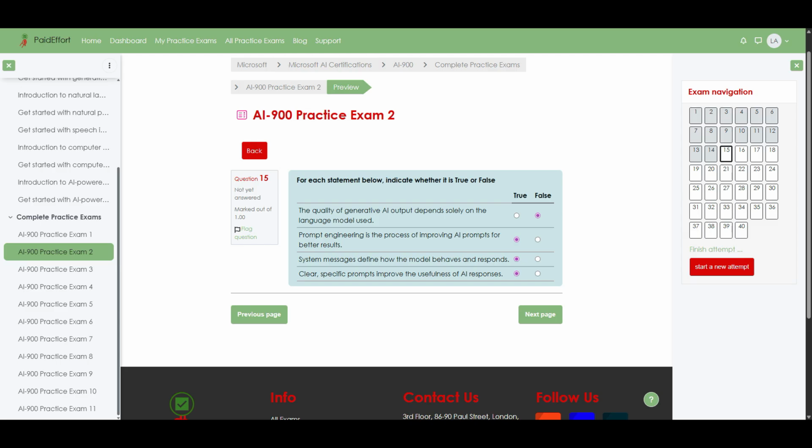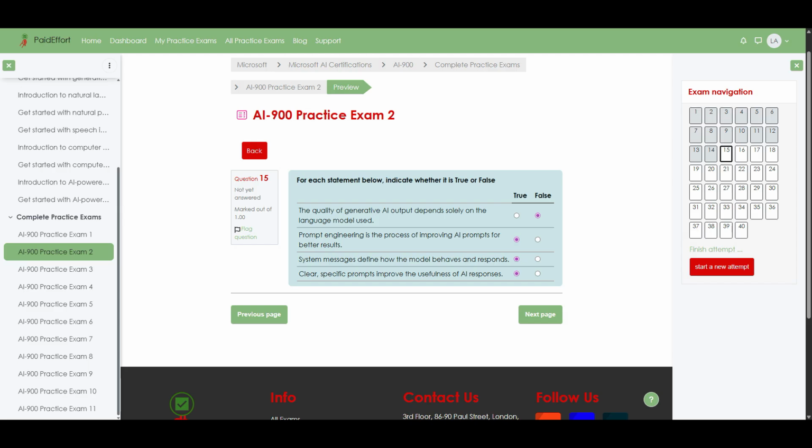The second statement is true. Prompt engineering is all about refining and crafting input prompts to guide the AI toward more accurate or relevant responses. It's a technique used to improve performance, particularly in zero-shot or few-shot learning setups.